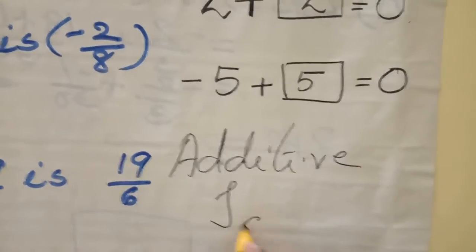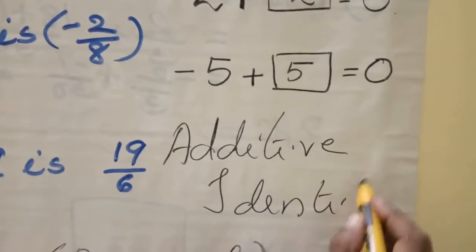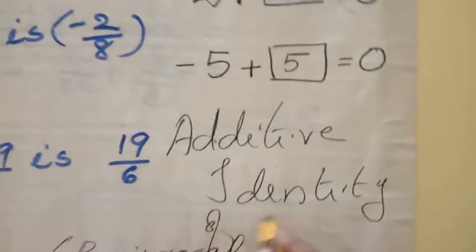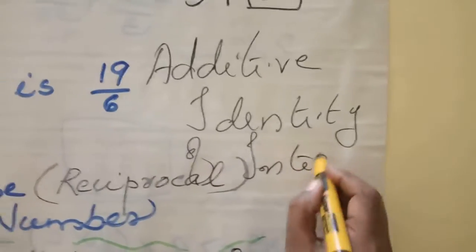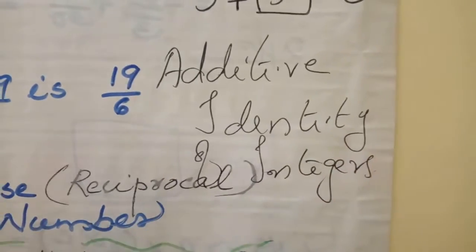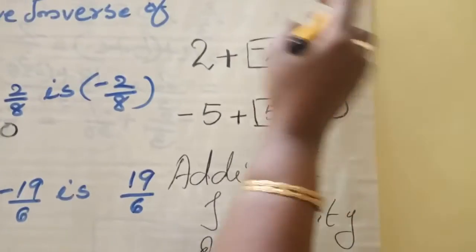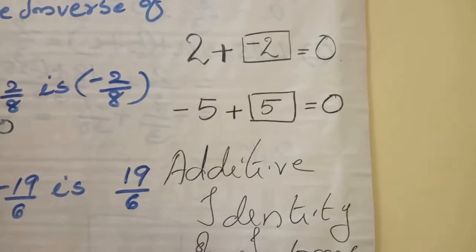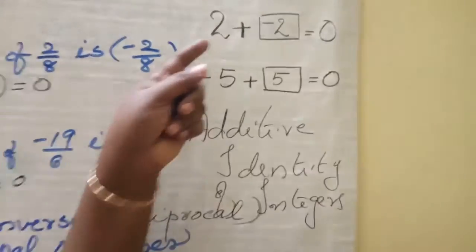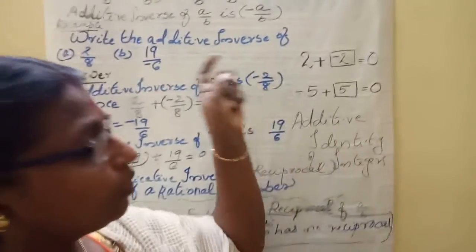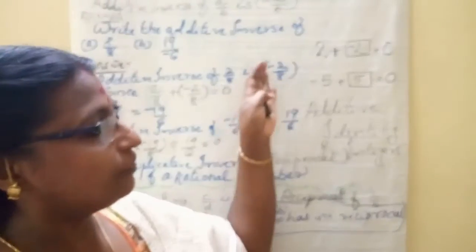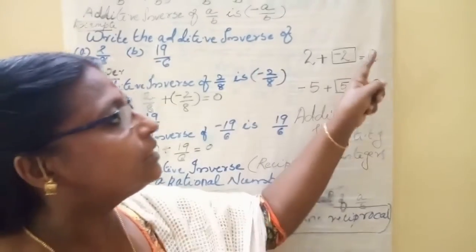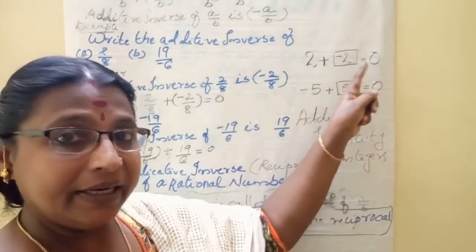Additive identity of integers that already you learned. So this is the fill in the blanks question. What is the additive identity of an integer? For all integers, the set of all integers, 0 is the additive identity.